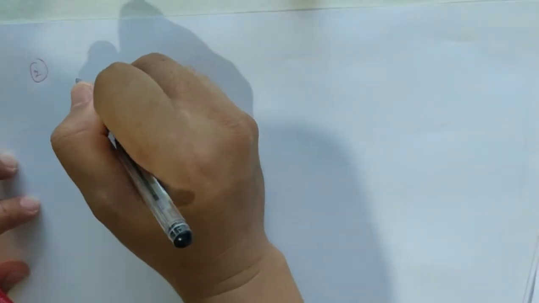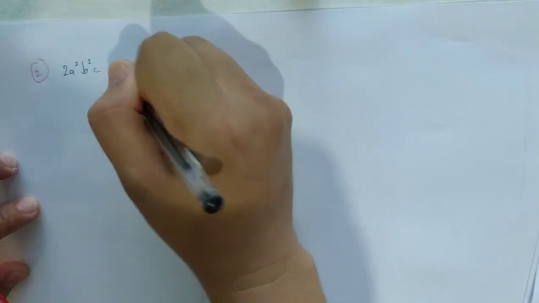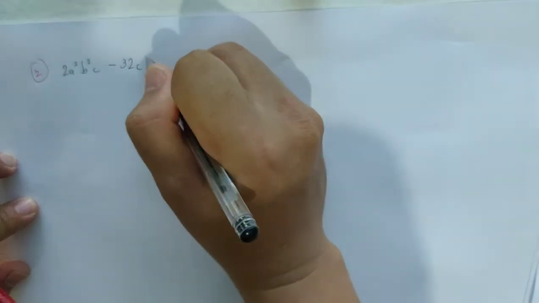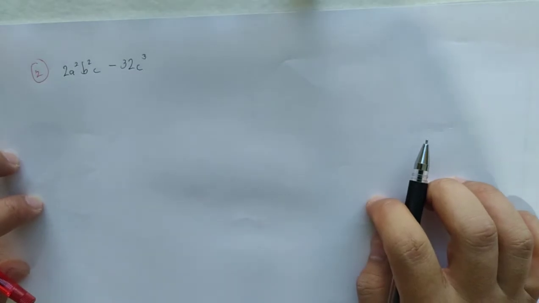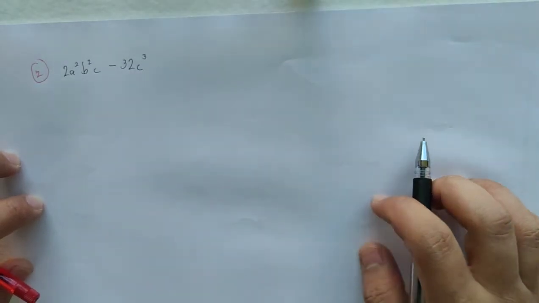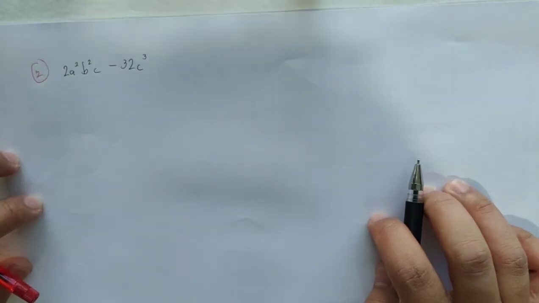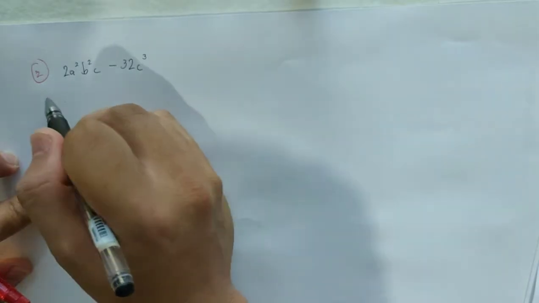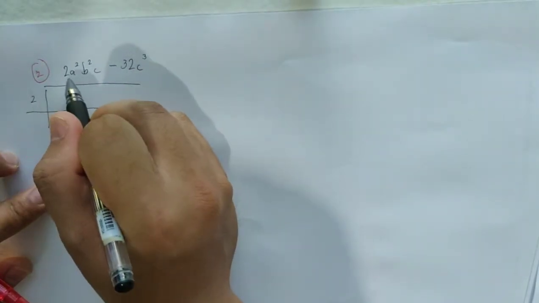Okay, isa pa. Next example. Number 2: 2a squared b squared c minus 32c cubed. Okay. Since they are not examples of perfect squares, gawin na natin is kunin muna natin yung common factor nila. Ano ba yung common factor nila? They are both divisible by 2. So, tanggalin muna natin yung 2. Divide natin pareha sa 2.